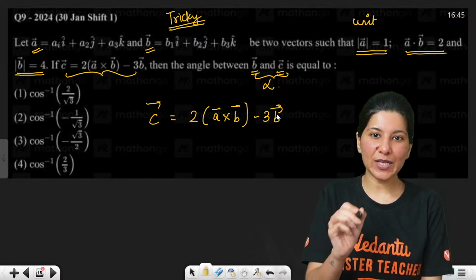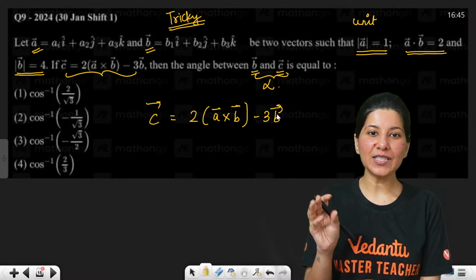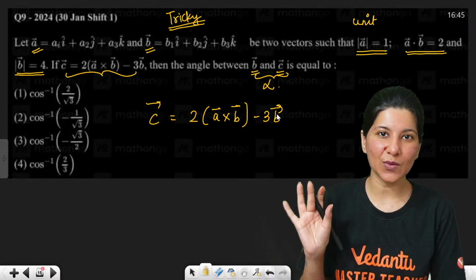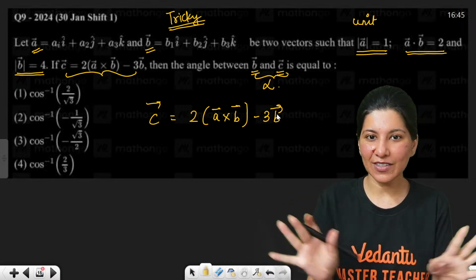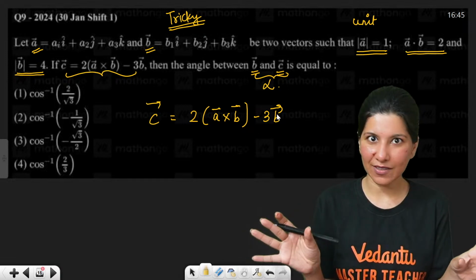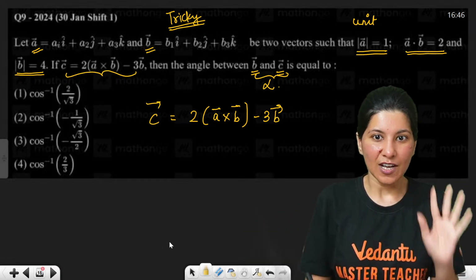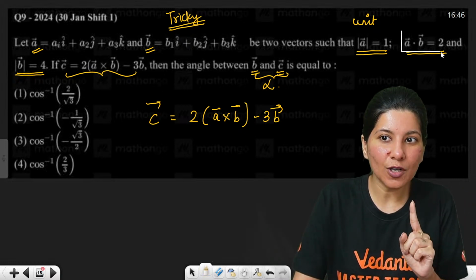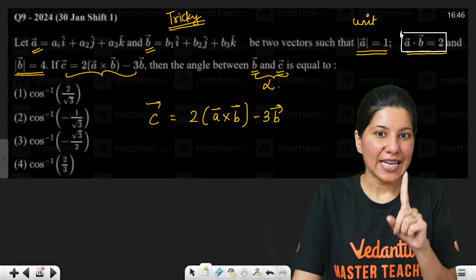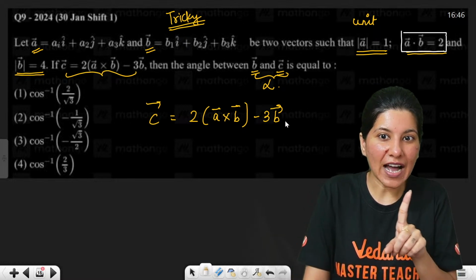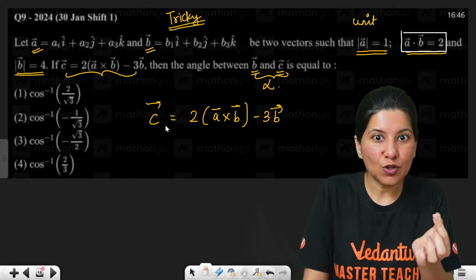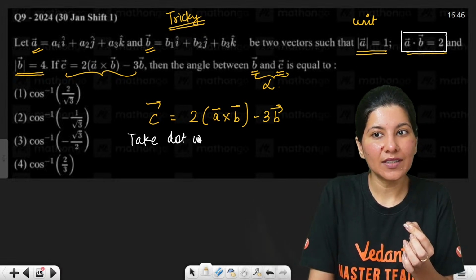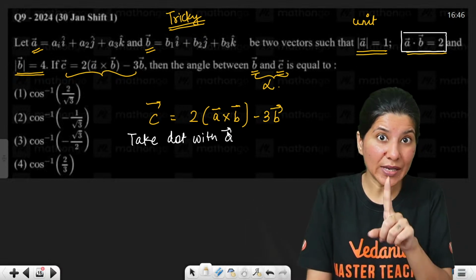See, when one equation is given, we will use this equation left, right and center. This equation will be a used equation. We'll do a lot of things with this equation. First thing that we all should do is, can you see A dot B is given? So what if I just take dot product of this equation with A vector? It will help us, right?